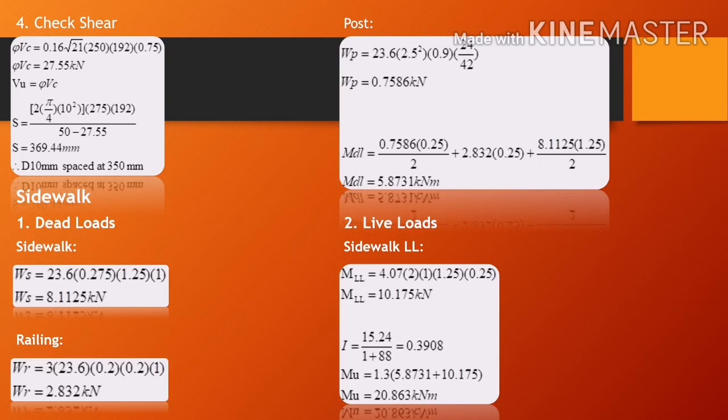The impact is equal to 15.24 over 1.81 plus 88, which is equal to 0.3908. And the factored moment Mu is 1.3 multiplied by moment live load plus moment dead load. The factored moment is equal to 20.863 kN·m.